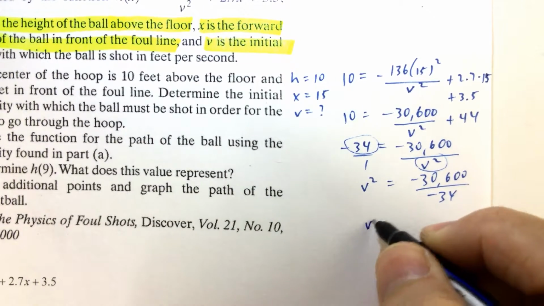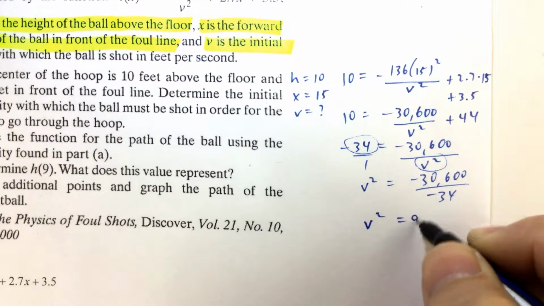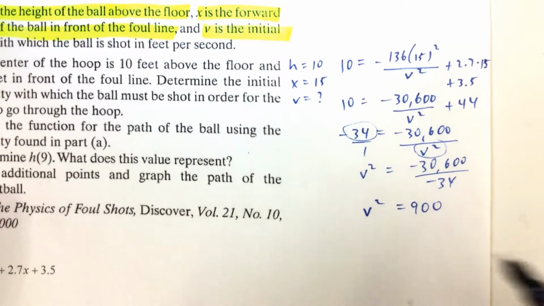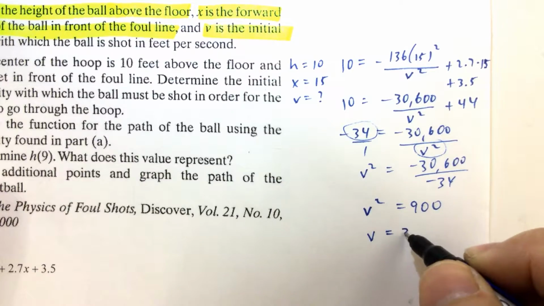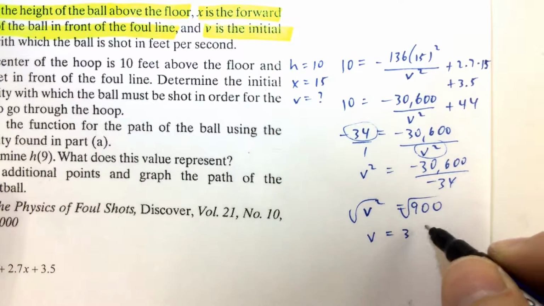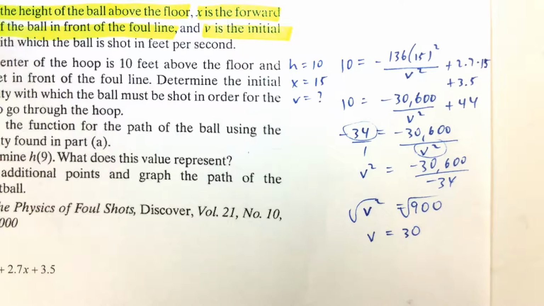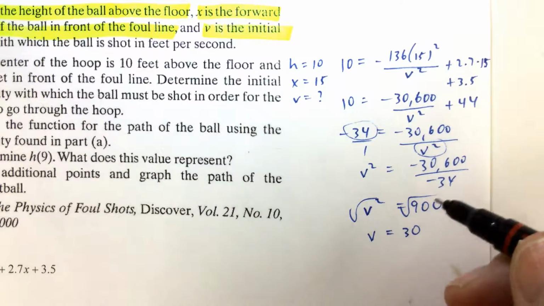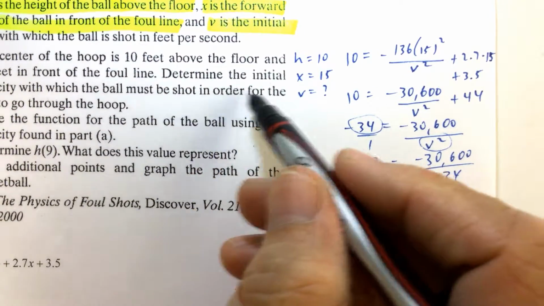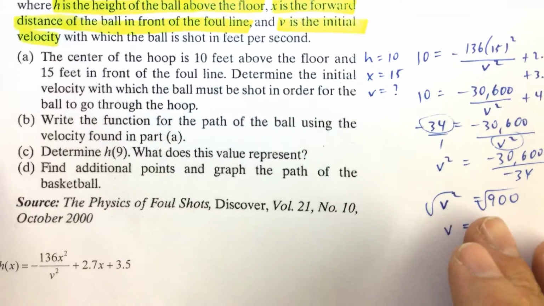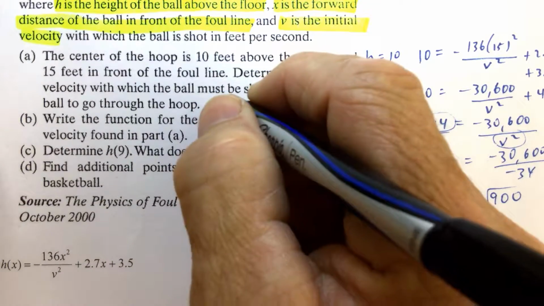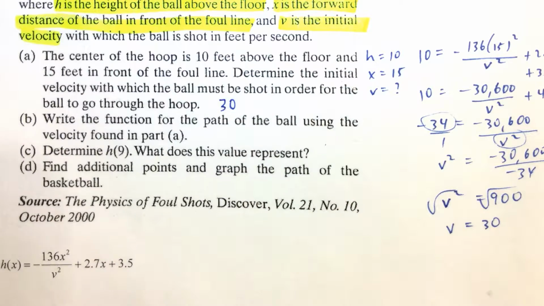The right side is very convenient. The right side is a convenient 900. So if v squared is 900, it means that v is the square root of 900. Plus or minus 30 would be the normal solution here, but the negative 30 wouldn't make sense in the context of the problem. So the initial velocity with which the ball must be shot in order for the ball to go through the hoop, the answer for part A would be 30.